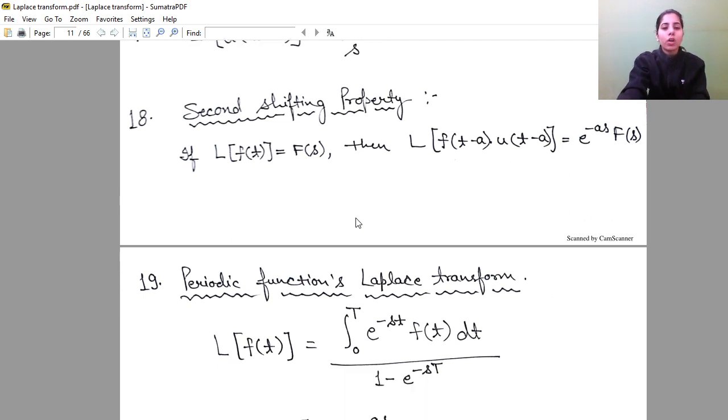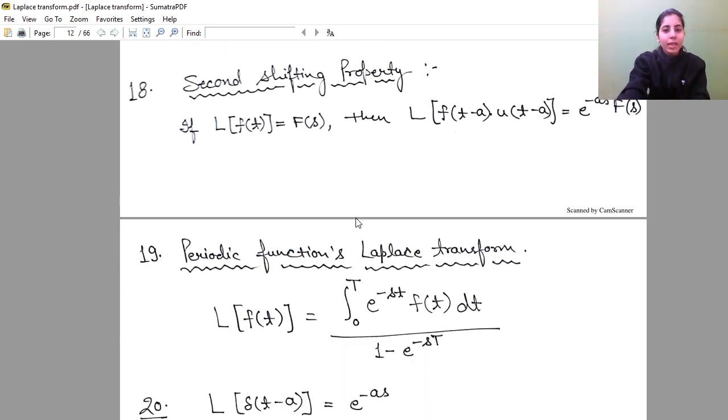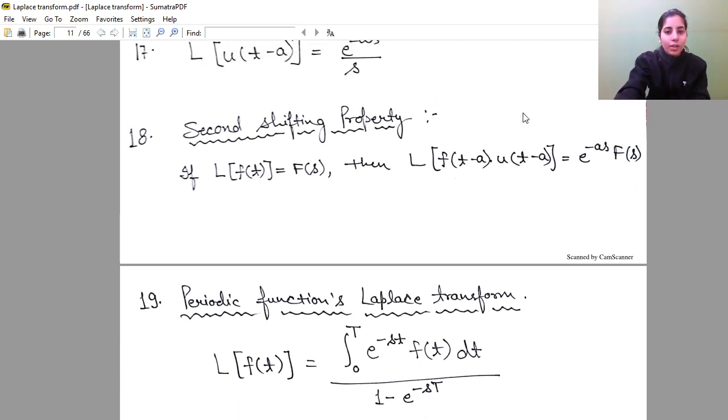Next, if we talk about the second shifting property, what is that, guys? If you know the Laplace transform of a function f(t) is equal to F(s), then the Laplace transform of f(t minus a) with the unit step function u(t minus a) will be equal to e to the power minus as times F(s). Clear? So directly you can consider it and write the expression I have written here.